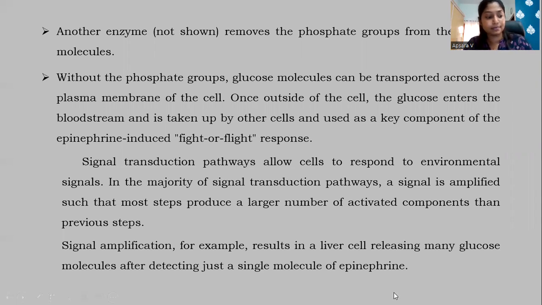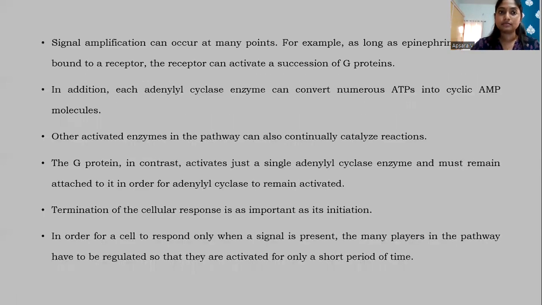So signal transduction pathways allow cells to respond to environmental signals. In the majority of signal transduction pathways, a signal is amplified such that most steps produce a larger number of activated components than the previous step. Signal amplification, for example, results in a liver cell releasing many glucose molecules after detecting just a single molecule of epinephrine.